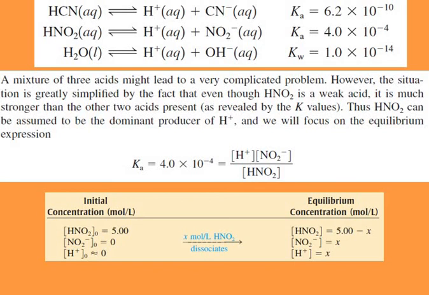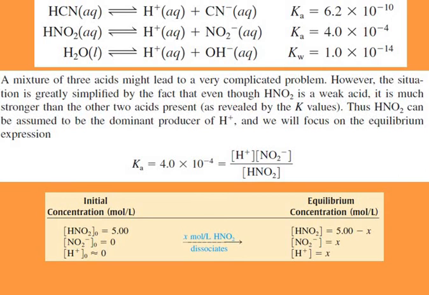A mixture of three acids might lead to a very complicated problem. However, the situation is greatly simplified by the fact that even though HNO2 is a weak acid, it is much stronger than the other two acids present in this solution. If you compare the Ka values, for HNO2, Ka is 4 times 10 to the power of negative 4, which is much greater than the other two K values, for HCN and H2O. Thus, HNO2 can be assumed to be the dominant producer of proton, and we will focus on its equilibrium expression.